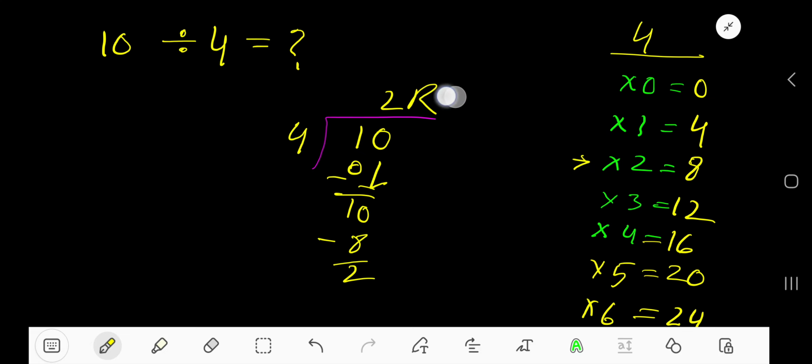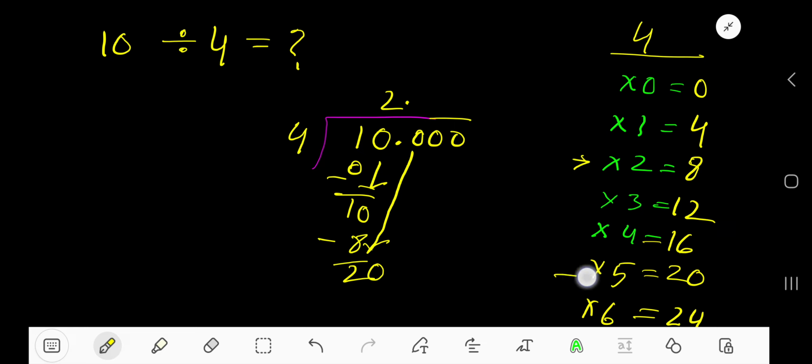But if you want to write your answer in decimal form, then what will happen? Just convert this whole number into a decimal number, by taking a decimal and adding any number of 0s. Bring down the first 0, but before this 0 there is a decimal. The decimal must come into the quotient directly.